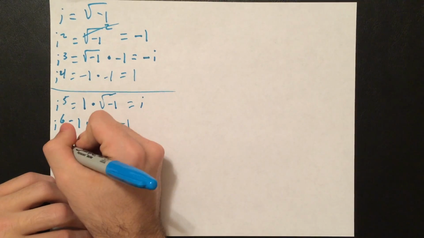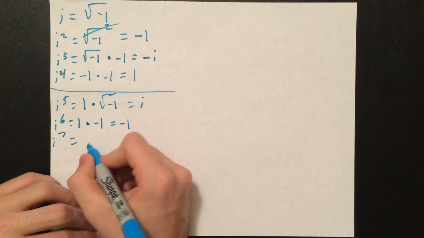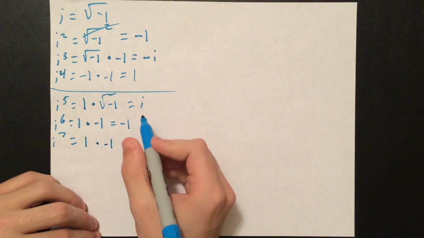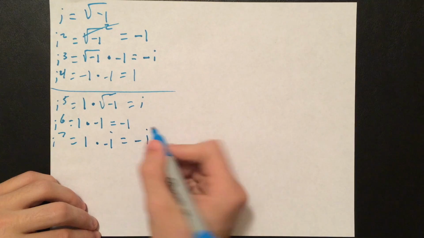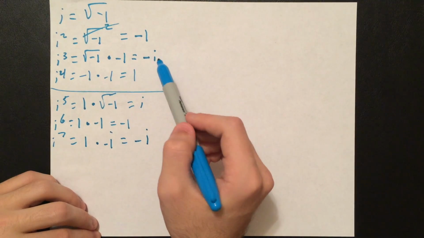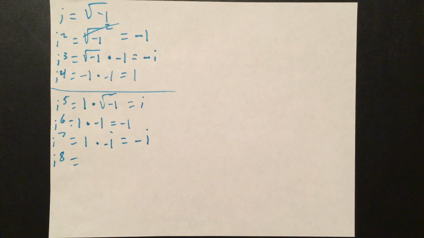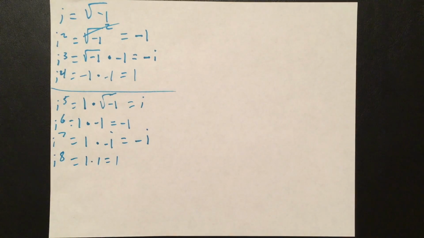See a pattern? Let's try i to the 7th. i to the 7th equals i to the 4th, which is 1, times i cubed, which is -i. So i to the 7th equals -i. One more. i to the 8th equals i to the 4th times i to the 4th. So 1 times 1 equals 1.